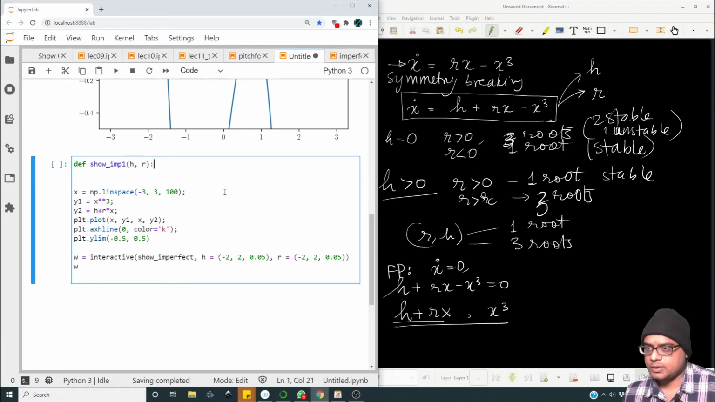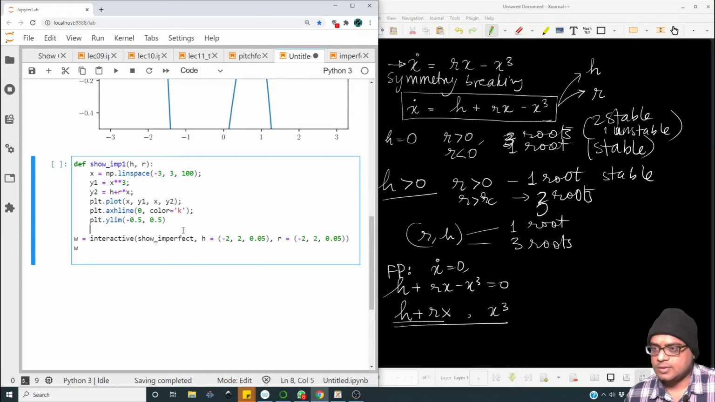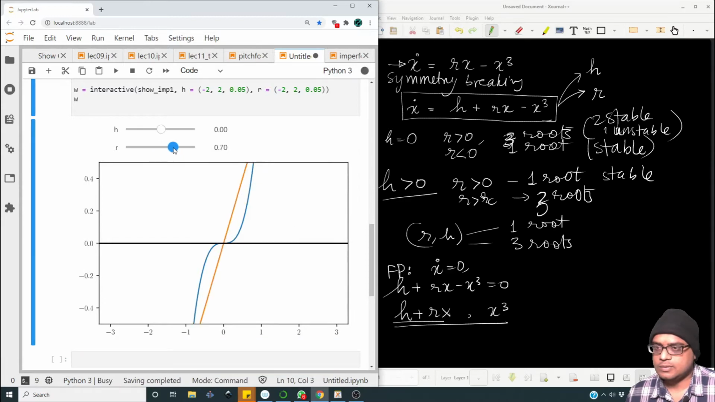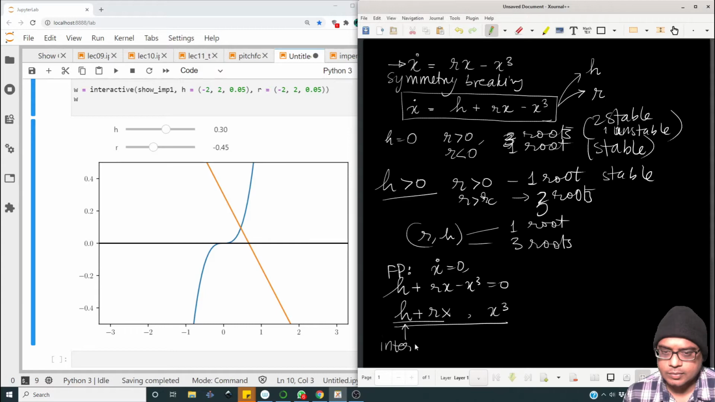h comma r. Let us put all of this inside the function. Let us remove this. Okay, so let us pass h and r. Show imp1. All right, so let us execute this. Okay, all right, so look, when r is negative, so right over here it is quite obvious that h is the intercept and r is the slope and x cube is x cube.